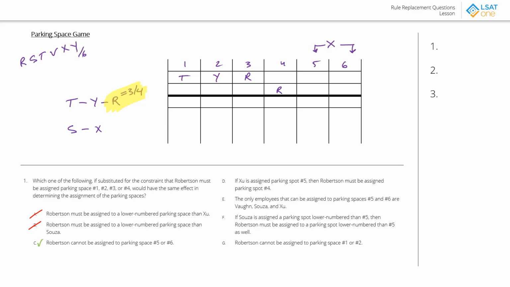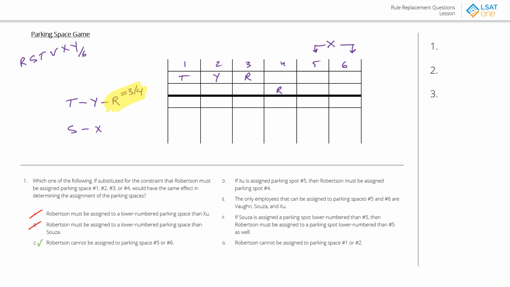Next, answer choice D. If X is assigned to parking spot number 5, then R must be assigned to parking spot number 4. Now, with these kinds of answer choices, you always want to be cautious. Specifically, when I say these kinds of answers, I mean conditionals, right? If X happens to be in 5. Because the thing is, if X was in 5, then yes, this answer choice would ensure that R is going to be among the first 4 positions.